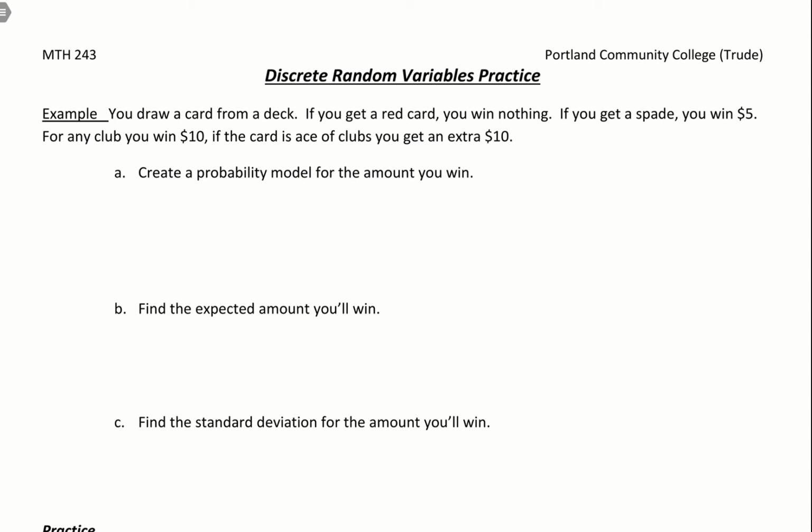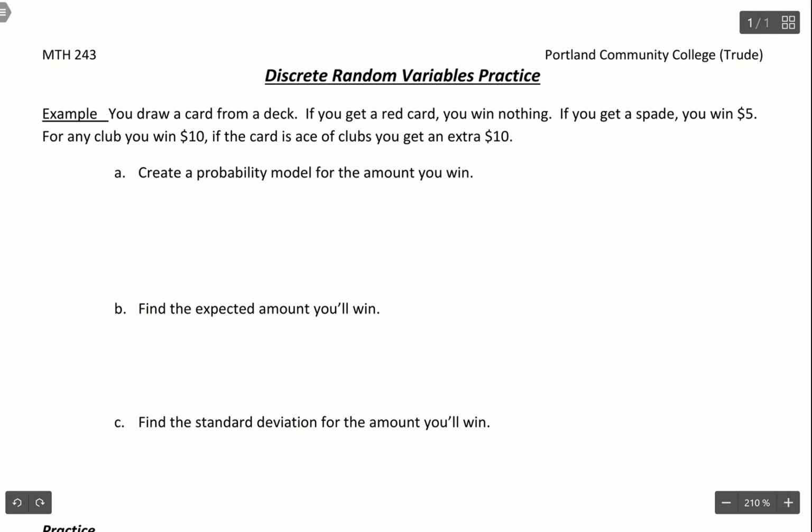Here we have a few examples to practice working with discrete random variables. So this first example, they give us a scenario. We have a deck of cards. If you get a red card, you win nothing. If you get a spade, you win $5. For any club, you win $10. And if the card is an ace of clubs, you get an extra $10.